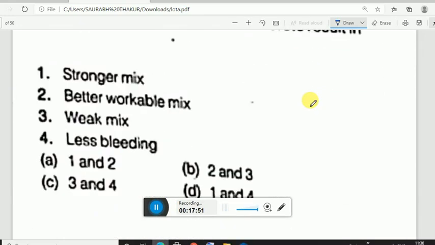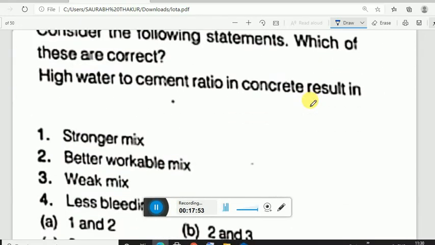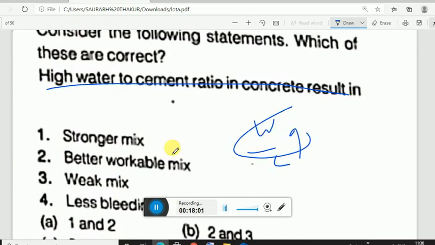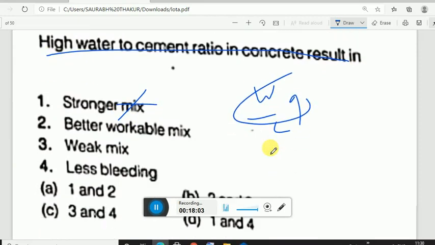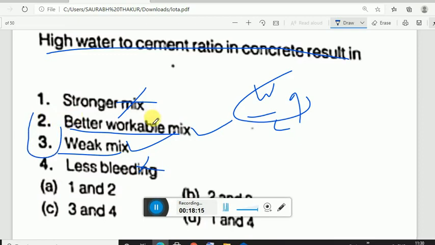Next question. Consider the following, which of these are correct. High water to cement ratio in concrete, means water is more. Stronger mix, it would not be correct. Better workable mix, yes, you can say it is correct. Weak mix, you can say it. Less bleeding, no. If water is more, then there will be more chance for bleeding. Your correct answer will be 2 and 3.